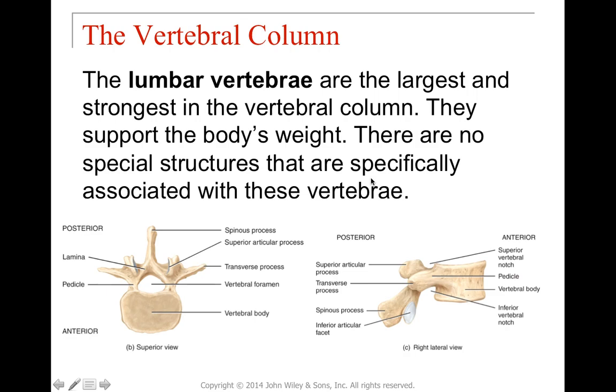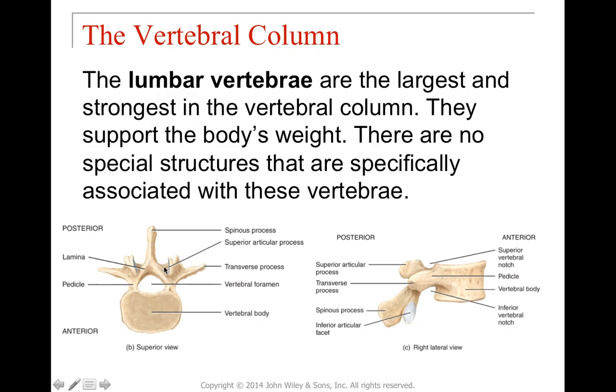As we head down into the lumbar vertebrae, we're going to start noticing that they become very small. So although the foramen might get smaller, the vertebral body is going to get larger. They're supporting the body's weight, and they don't have any special structures that are specifically associated with them. So we're going to see basically all the same things that we saw elsewhere.